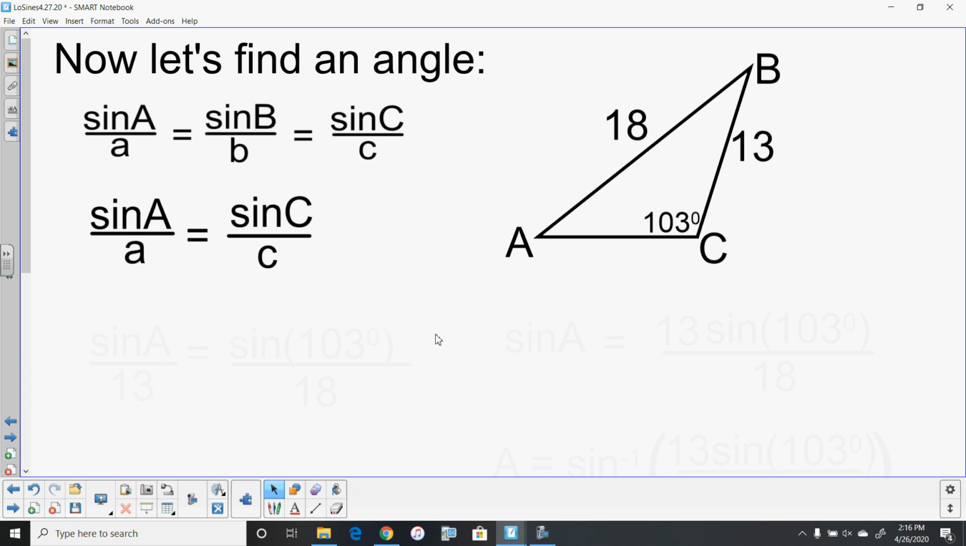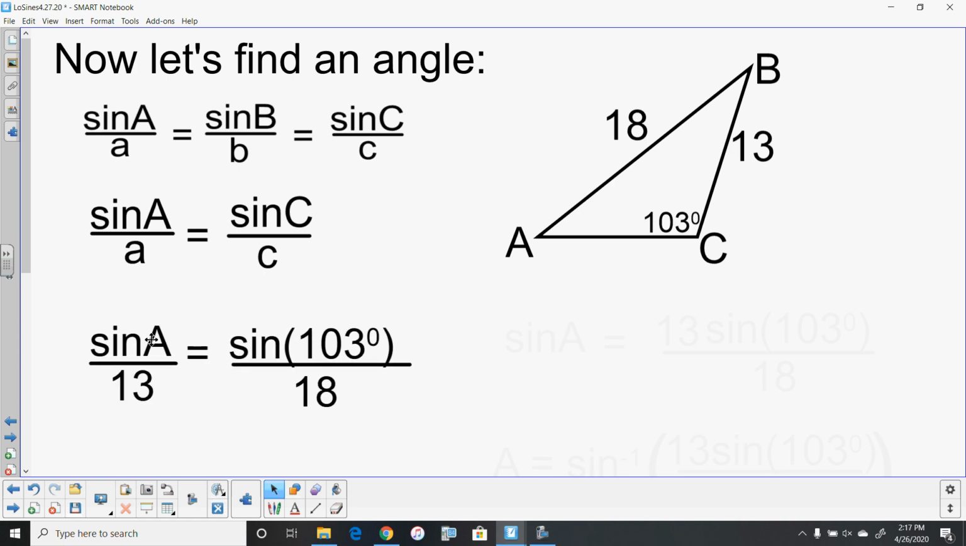So I didn't specify here, but let's say I'm trying to get angle A. That's the only one I can solve for because I do know the side that is across from A. So just like the other ones, let's plug in everything that we've got. I don't know the measure of angle A yet, but I know that the side across from angle A is 13. Sine of 103 over the side across from 103, 18.